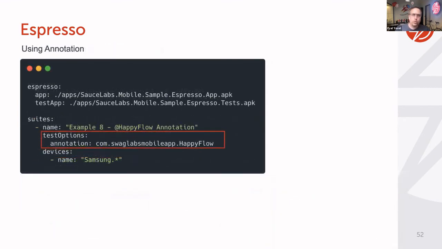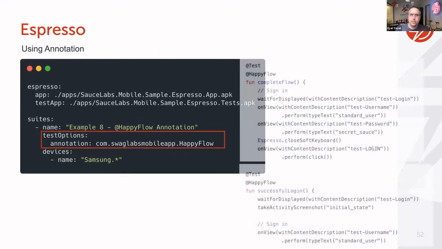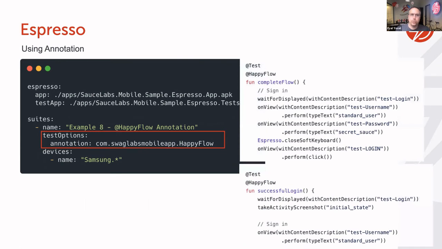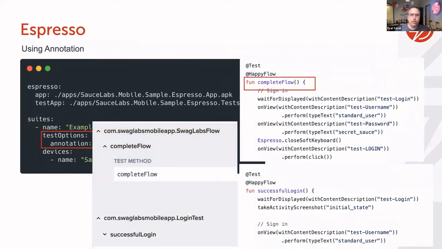Using annotations, we can run tests from specific annotations. Here we run two tests from two different packages that have the API flow annotation. We can see that we want to run the API flow annotation, and the two tests run on Sauce Labs.